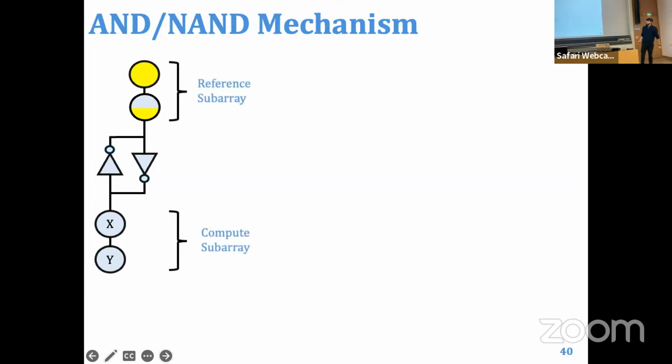First of all, in order to do multi-input operations, we need to have some cells in the top subarray, which we call the reference subarray, and we set them in order to set the operation. And the bottom one is the compute subarray. We put our operands in the bottom subarray one by one.